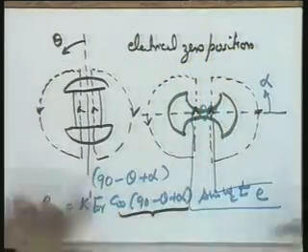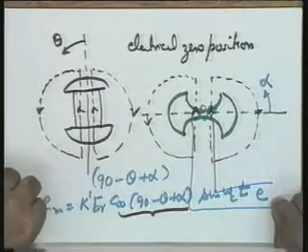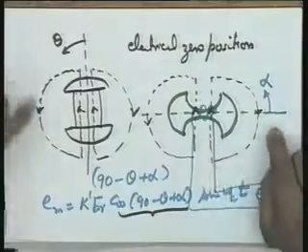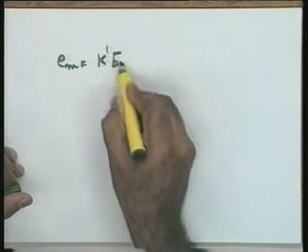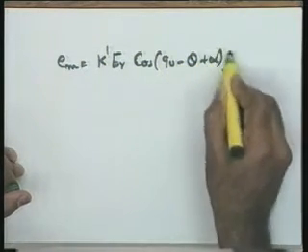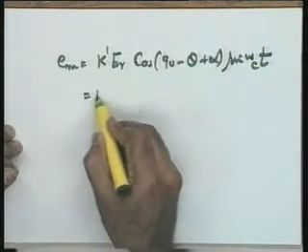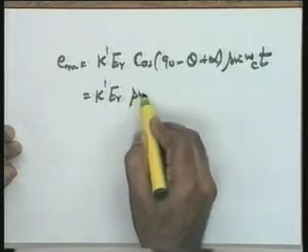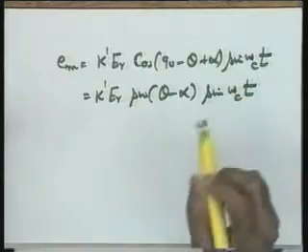In an electrical zero position, the voltage induced in the rotor winding will be 0. So in any position, where theta is the angle with respect to the reference and alpha is the angle with respect to the reference, I have the voltage Em. I repeat this expression: Em = K' Er cos(90 - theta + alpha) sin omega_c t. This can be written as K' Er sin(theta - alpha) sin omega_c t.